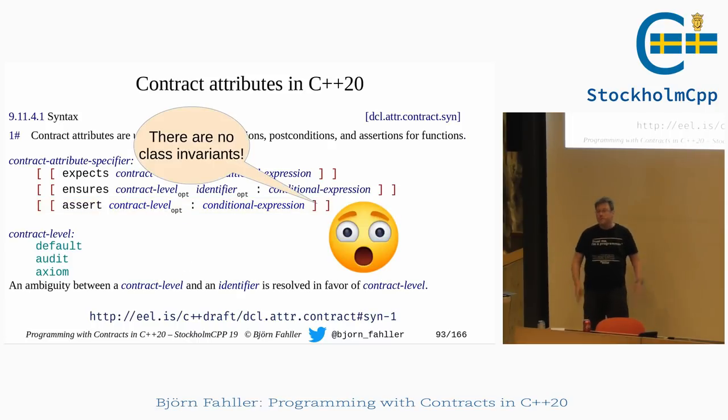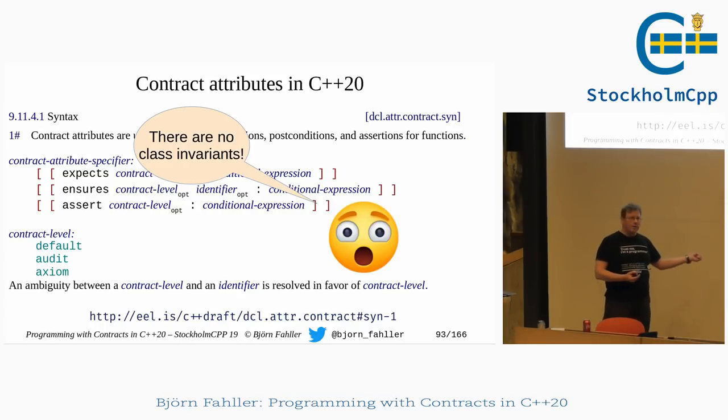And there are no class invariants. It doesn't exist. There is no such thing. I don't know why, but I have a sneaky suspicion that it has something to do with things like what is the invariant of a moved-from object? Or how do we ensure that the invariant is not violated when we're leaving the object because we're calling a callback? So those don't exist. Sorry. All that talk about the value of invariants and no support in the language. Bummer.